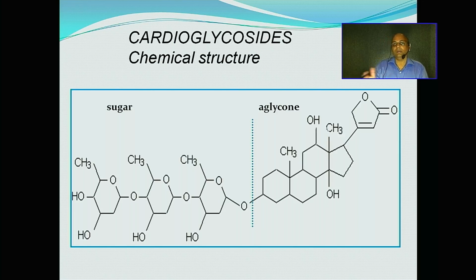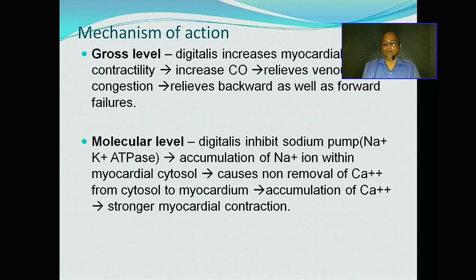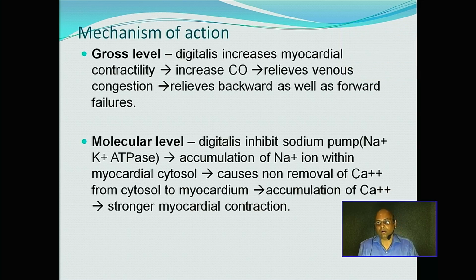This is the chemical structure of the cardiac glycosides, right? Just for information. What is the mechanism of action? At the gross level, what happens? Let us see. At the gross level, we are not going into the molecular level or the cellular level. Cellular level is the next one, and then molecular. This is the gross level. Digitalis increases the myocardial contractility, as we have already seen. So if the force of contraction increases, obviously cardiac output is increased.